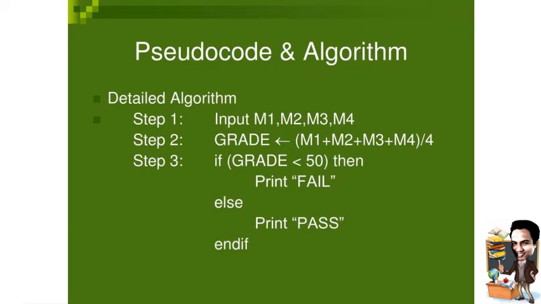Example 1, detailed algorithm. Step 1. Input M1, M2, M3, M4. Step 2. Grade will become (M1 plus M2 plus M3 plus M4) divided by 4. Step 3. If grade is less than 50, then print fail, else print pass.